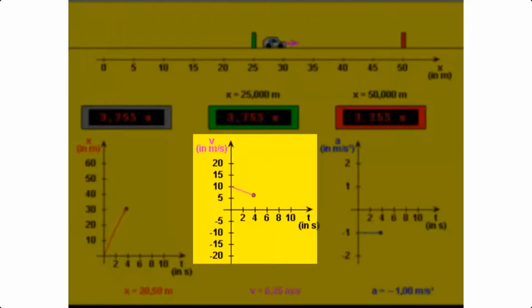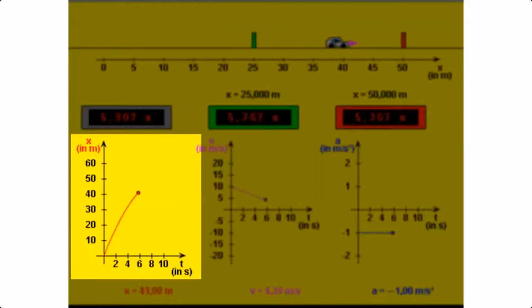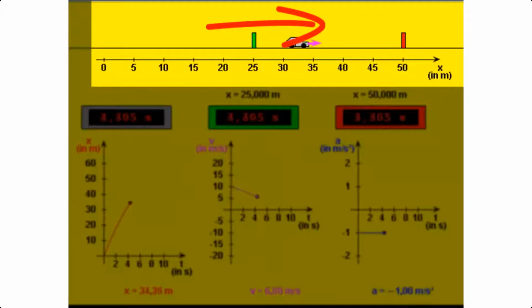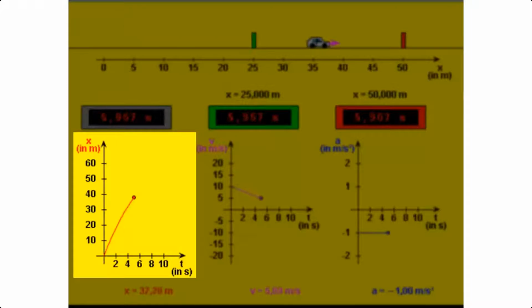Its velocity is also positive. We can see that the gradient of the xt graph is a positive gradient. The velocity is always positive, meaning it's always heading in the positive direction. It's always heading to the right, moving to the right. We can see that the velocity is changing. Starts off fast and gets slower and slower. The gradient of the xt graph starts steep and gets shallower and shallower. The gradient of the xt graph tells us velocity: fast velocity, slower, slower.